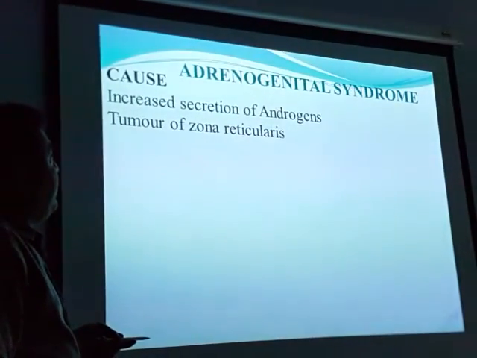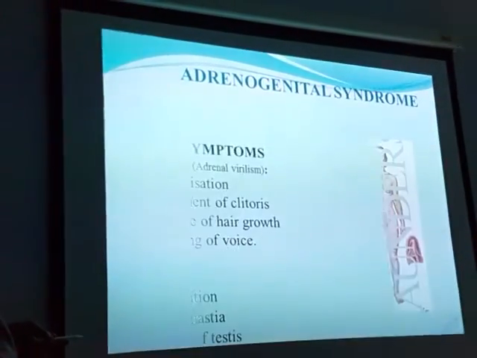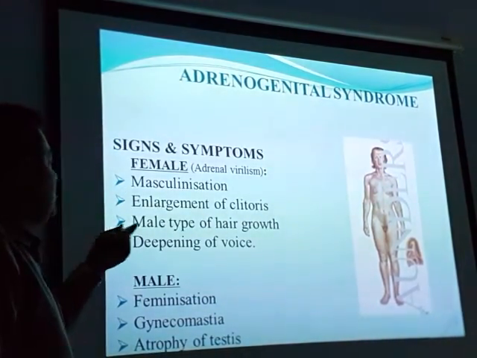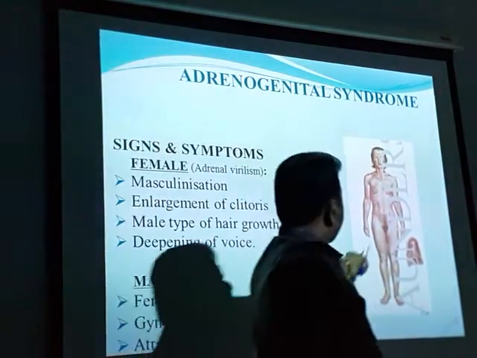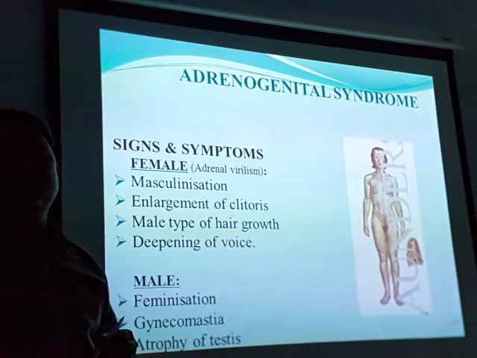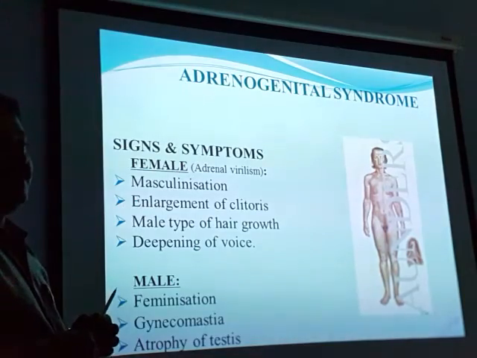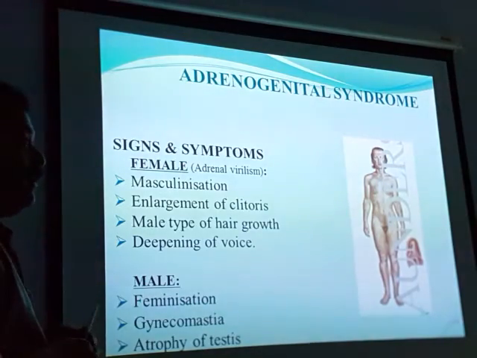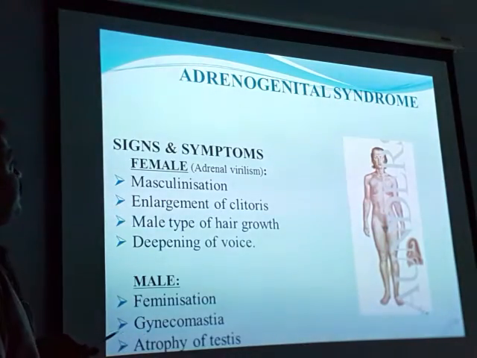And adrenogenital syndrome. The signs and symptoms in the female are muscularization, enlargement of the clitoris, male-type hair growth all over the body, and deepening and harshness of the voice like a male. In case of the male, there is feminization: instead of male he behaves like a female, with gynecomastia and hypertrophy of the testes. So this is about the adrenogenital syndrome.